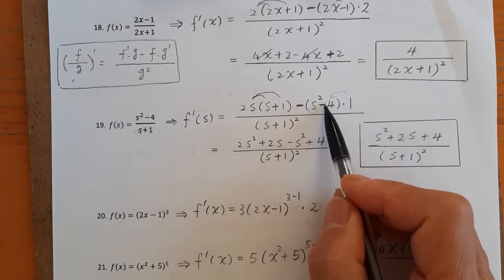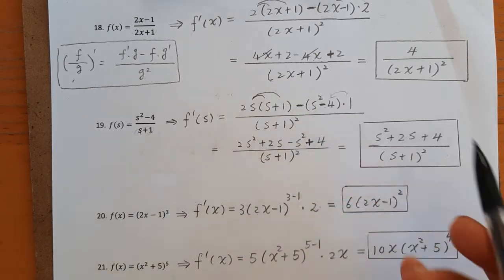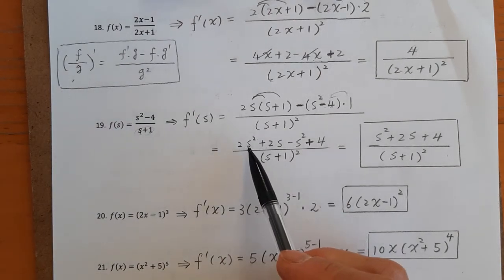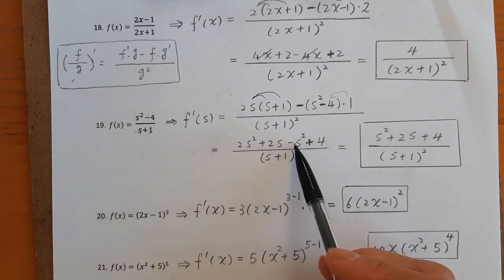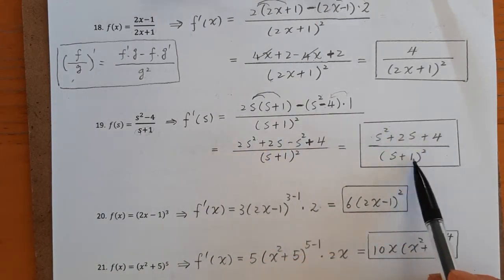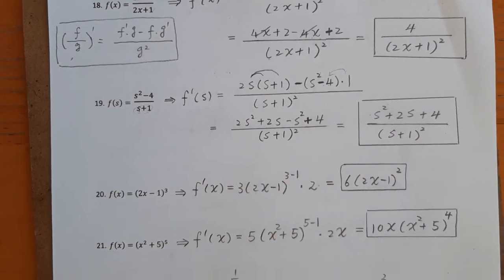And negative times negative, change to plus 4. Remove the parentheses, change the sign, become plus 4. Then combine like terms. S squared term, 2s squared minus s squared is s squared plus 2s plus 4. And denominator is copy down, s plus 1 squared.